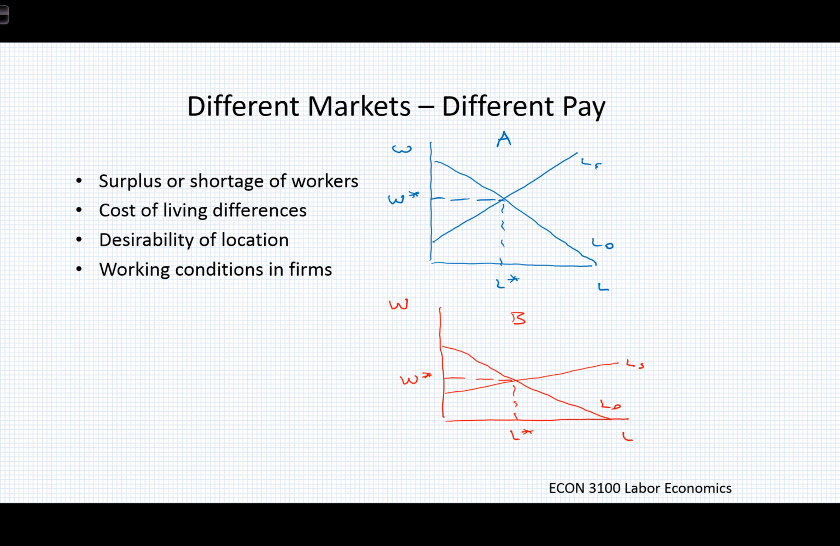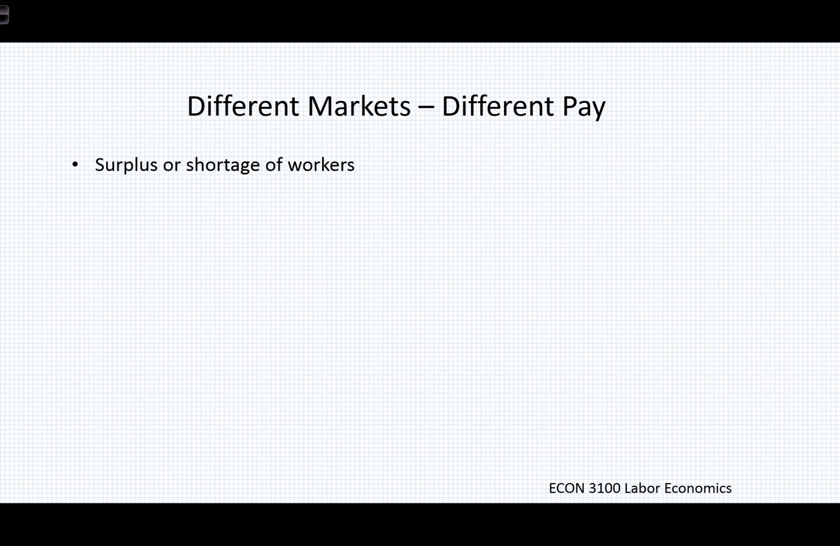And this may simply be a function of the supply and the demand of workers, or surplus or shortage of workers in a given marketplace. Perhaps we have a different market, different pay structure as a function of cost of living differences. Well, let's think about the surplus, and then we'll look at cost of living, and then we'll look at the other two items as well. So, surplus or shortage of workers.